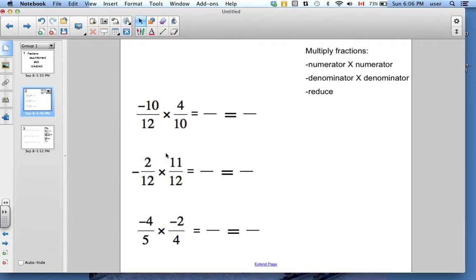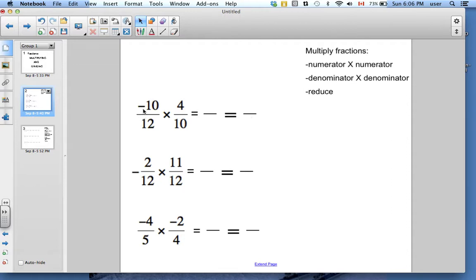There are a couple little rules, or little steps, that I wrote down on the side for you to follow. This would be good to jot down in your notes. When you're multiplying fractions, really what you're doing is multiplying straight across. So multiply your numerator by numerator, your denominator by denominator, and you're going to get a fraction. Then I'd like you to reduce that to the lowest terms. So that's what we're going to be doing here.